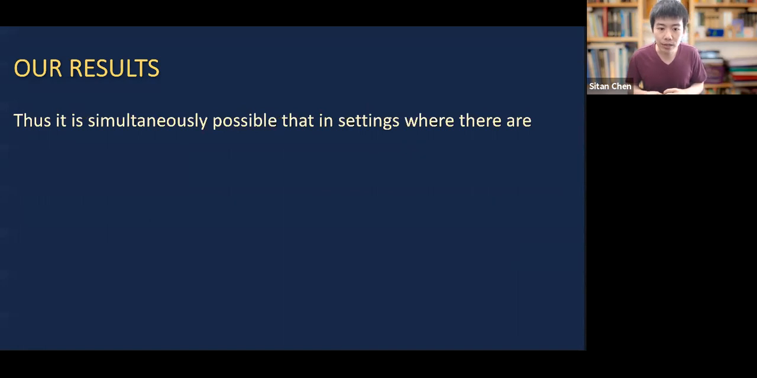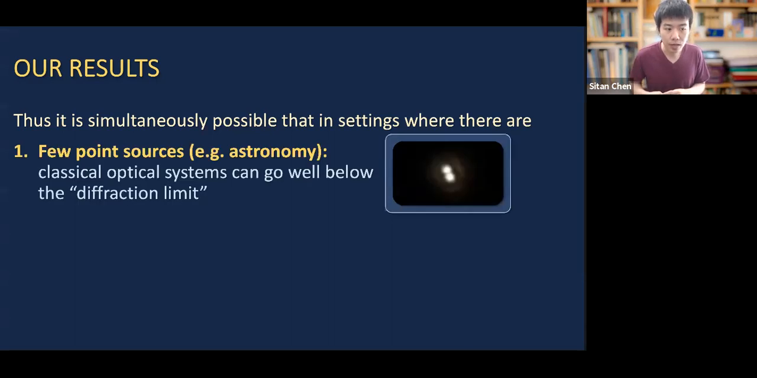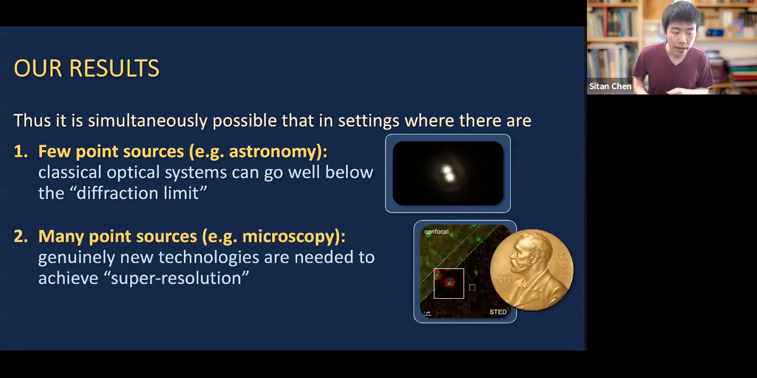One last interpretation you can take for this result is that this gives a theoretical justification for something you observe in practice, namely that there are settings where, for instance, in astronomy, if you have few point sources, then it seems like classical optical systems can actually go well below the diffraction limit, as predicted by people like Schuster, Feynman, and Goodman. And in settings where you have many point sources, for instance, if you're imaging a live cell in microscopy, then classical optical systems sort of hit a wall, and you really need genuinely new imaging technologies to achieve super resolution. Okay, and this is really the subject of this Nobel Prize in chemistry.